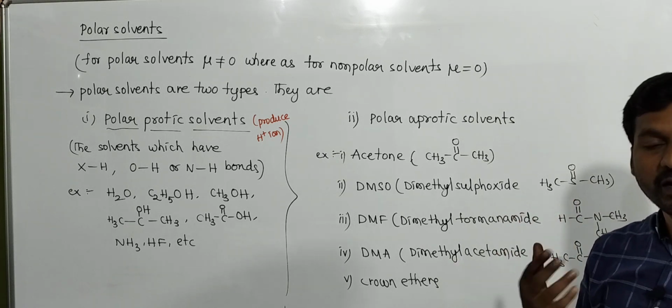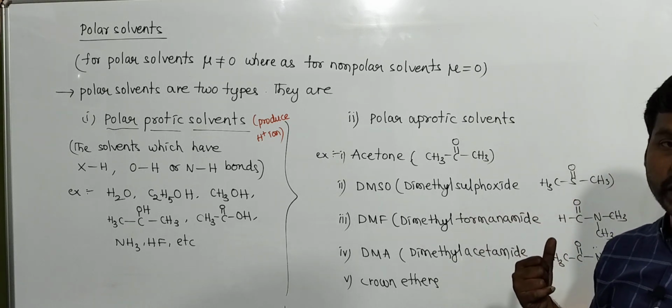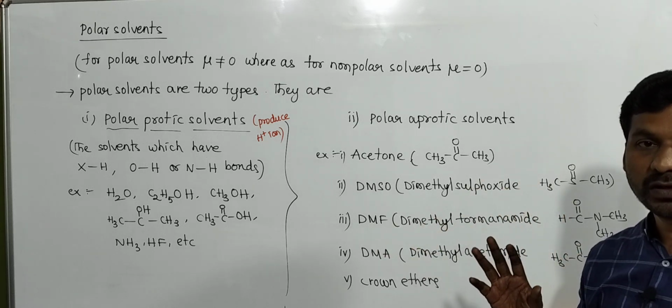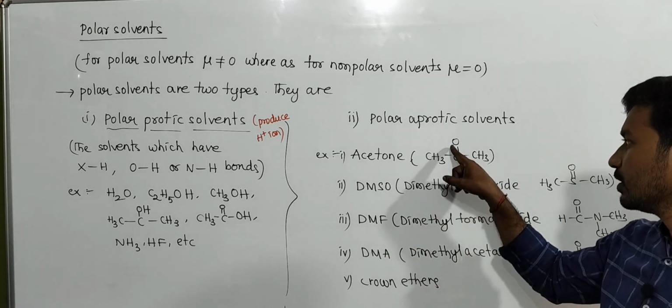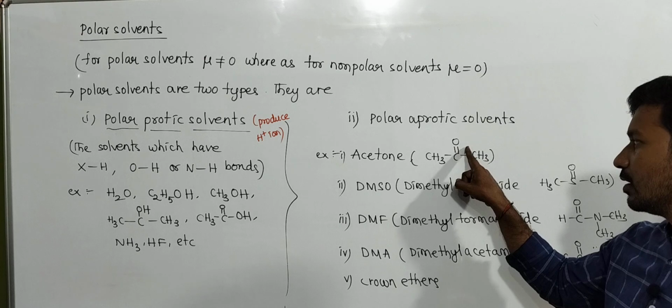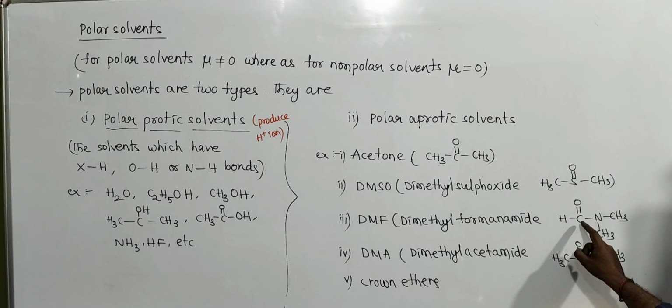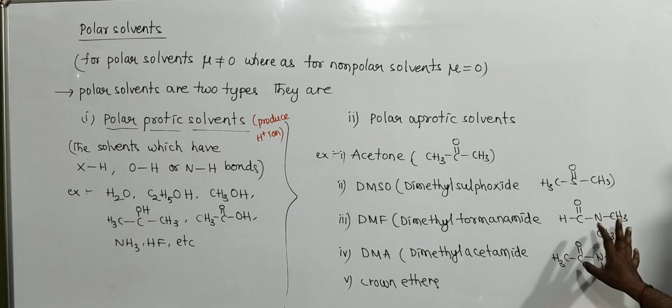They are polar and have polar bonds, but they do not produce H plus ions because hydrogen is not attached to a more electronegative atom. This is a polar bond but not protic, and this SO bond is polar but not protic. Here the CO bond is polar but not protic.